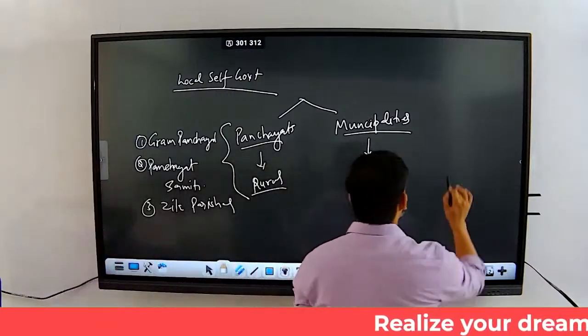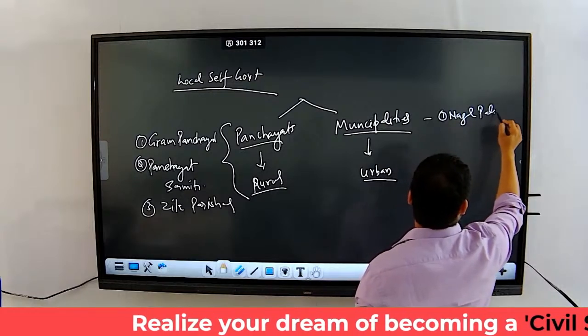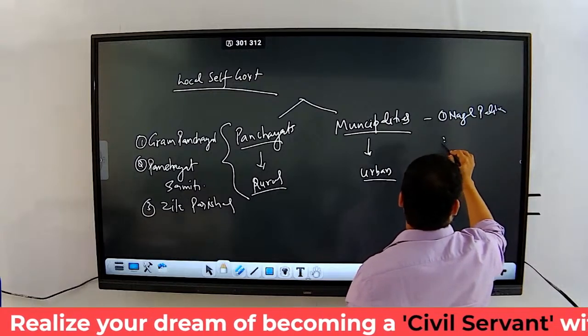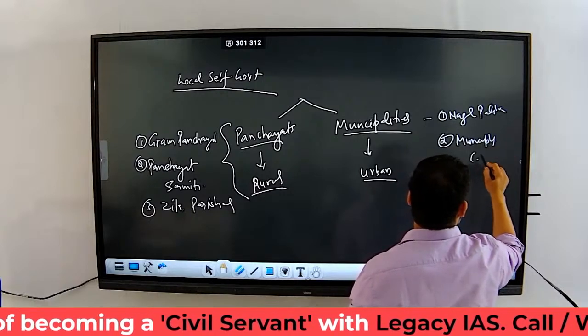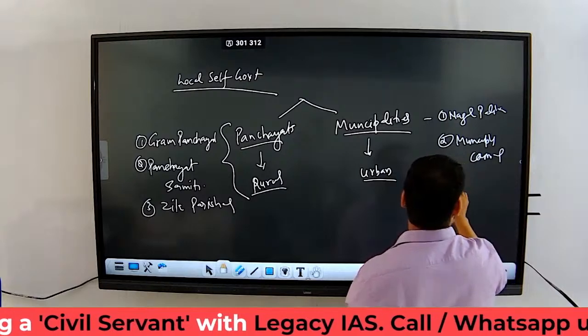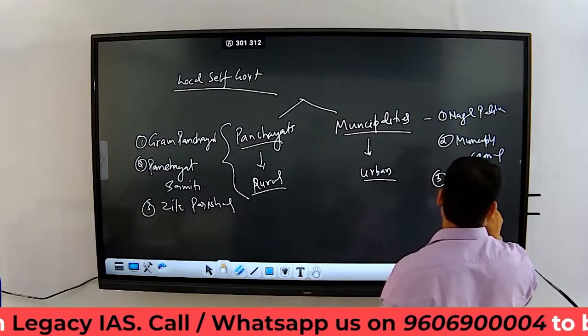In municipalities, again we will have three types of bodies: nagar palika, another is municipal council, and third is municipal corporation.